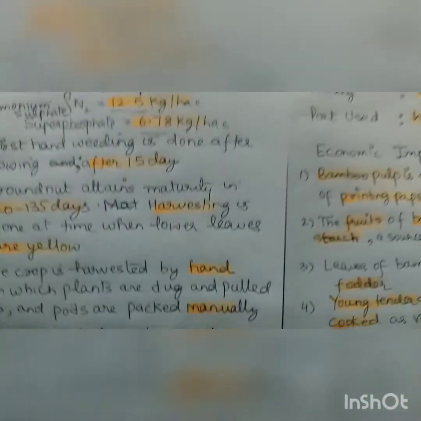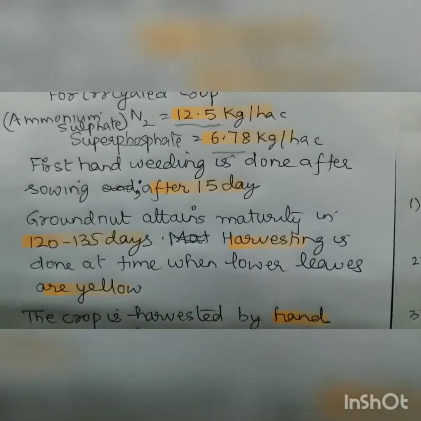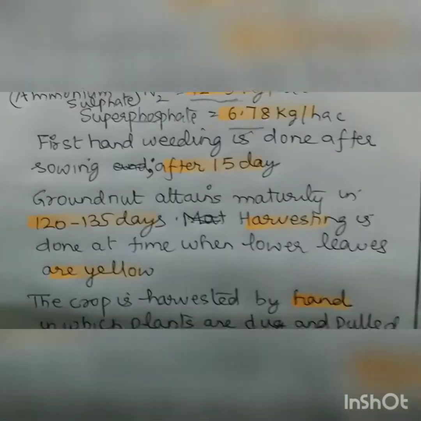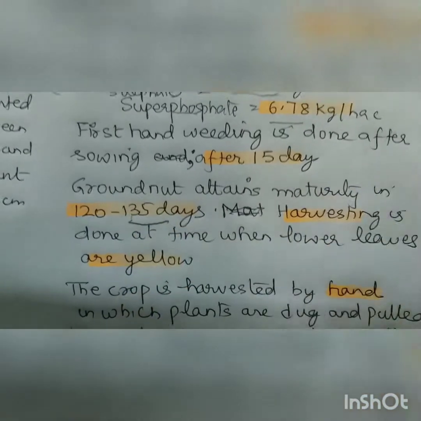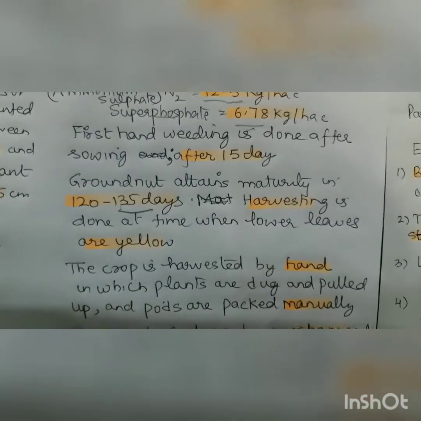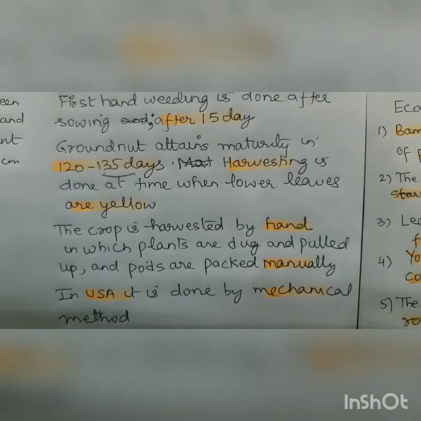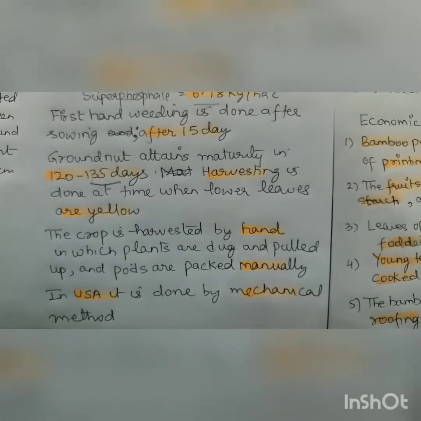Right? So now we are coming to the next part: groundnut first hand weeding is done because weeding is very much required for the growth of the plant. After 15 days, groundnut attains maturity in 120-135 days. Harvesting is done at the time when the lower leaves are yellow. And in India, it is done by hand, whereas in America, it is done by mechanical methods.